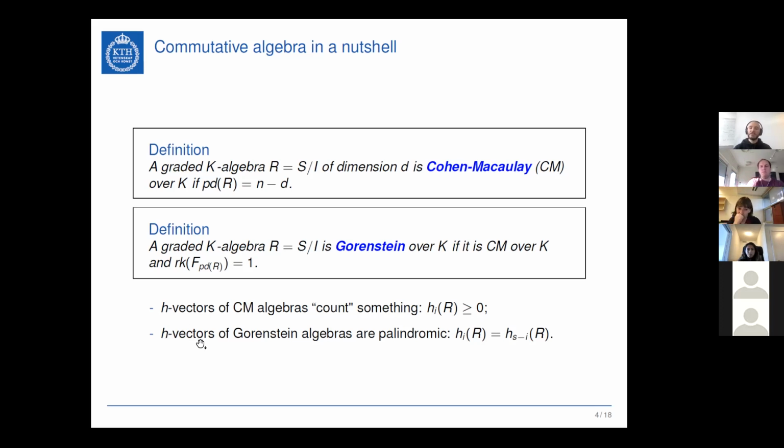Furthermore, if we consider the H vector of a Gorenstein algebra, it has an interesting symmetry. I will say that it is palindromic. Remember that we had numbers from H0 to Hs. Palindromic means that the i-th number is equal to the (s minus i)-th. So there is symmetry in this sequence. This will play a role in a couple of slides.